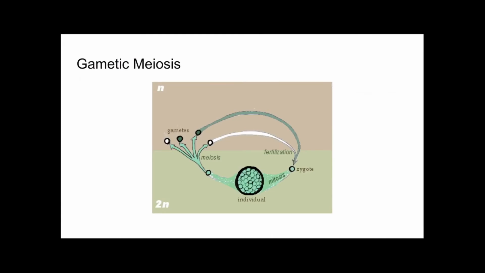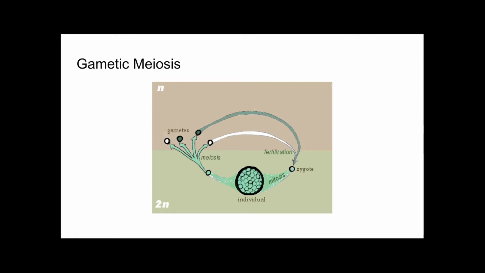So the process that we undergo is called gametic meiosis. You can see here we've split this example organism into 2N and N stages. On the bottom, you have diploid stages, which are 2N. That is, they have the chromosome information from both maternal and paternal sides.